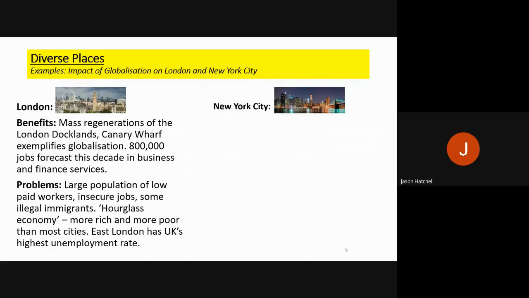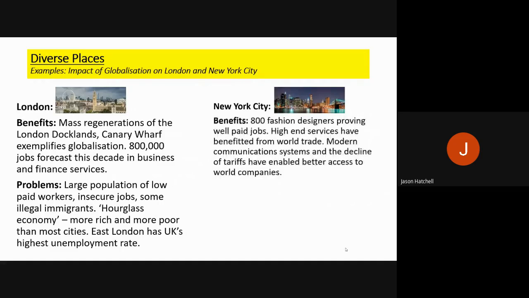Now, when we take a look at New York City and the impacts of globalization on that, New York City is home to 800 fashion designers, providing well-paid jobs. High-end services have benefited from world trade. New York City is a global city. Modern communication systems and the decline of tariffs and trade barriers have enabled better access to world companies, and that is all as a result of globalization.